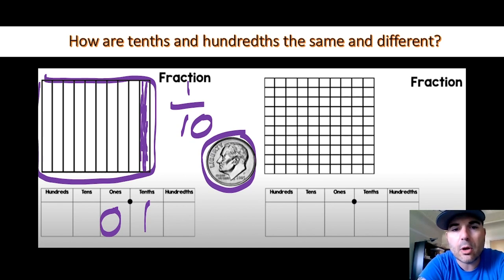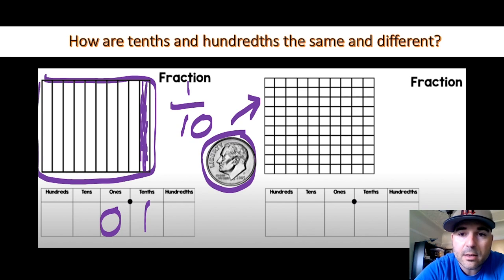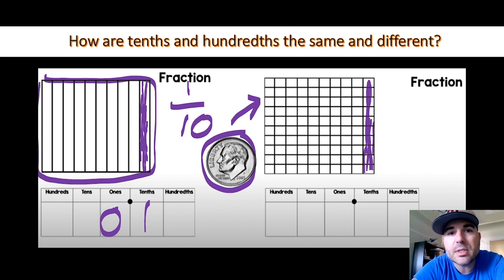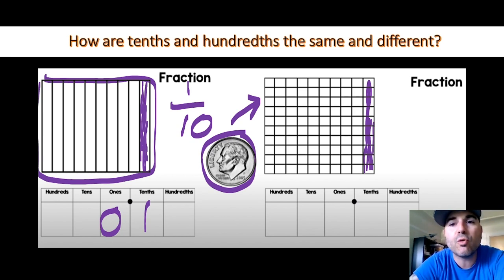Now I can also show 1/10, or this dime, using a hundredths grid. When I go to show it using the hundredths grid, I'm going to color in 10 squares, because it takes 10 pennies to make 1 dime. You can look at the 2 decimal grids and see the same amount of the grid is shaded in. The pieces are different sizes.